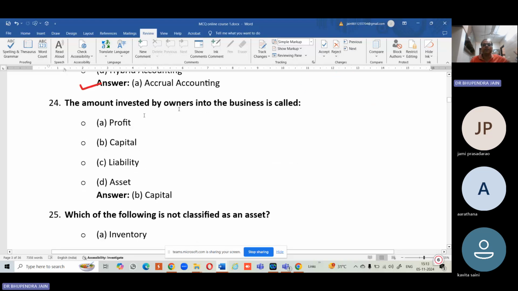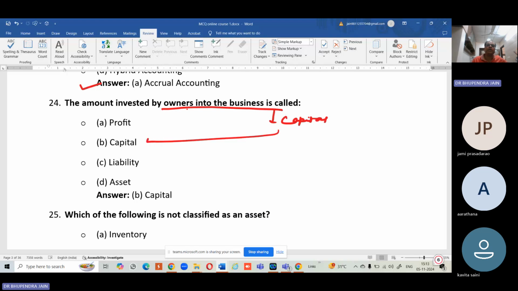The amount invested by the owner in the business is called, we have discussed in the first class, capital. Now check whether capital is given in the options. Yes, so the correct answer is capital.